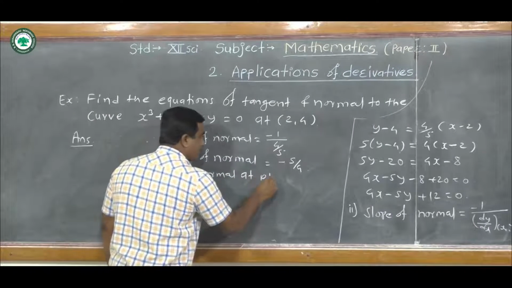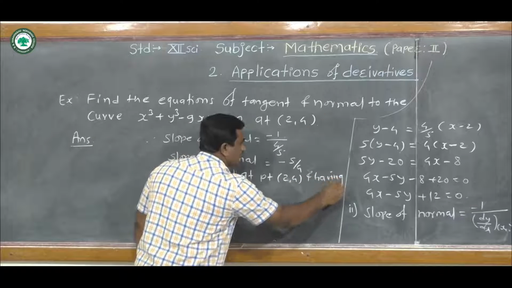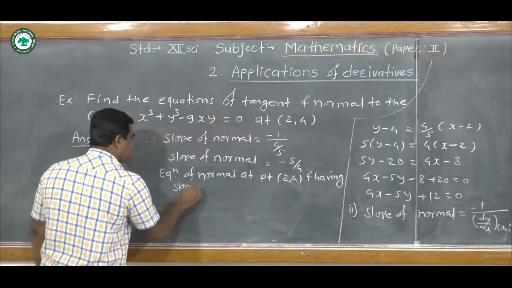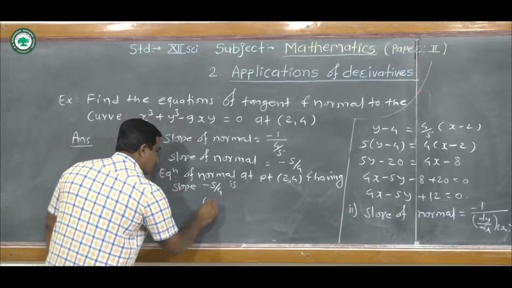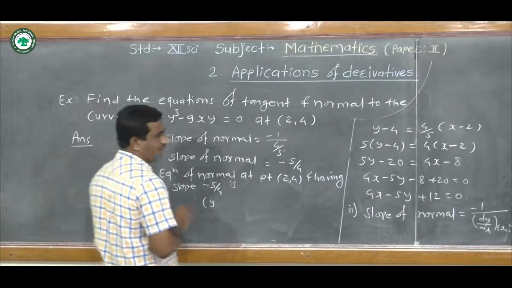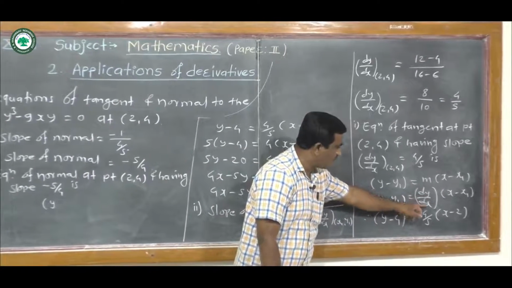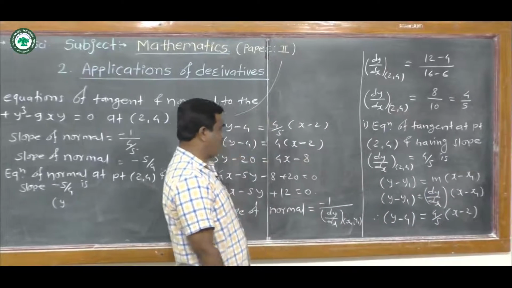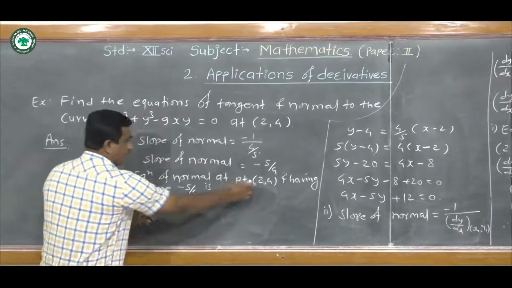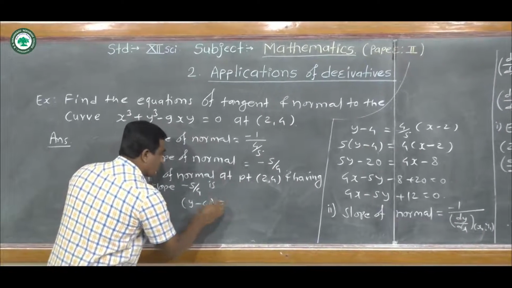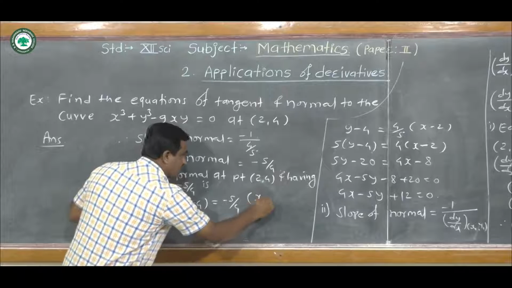Now the equation of the normal at point (2, 4) and having slope minus 5 by 4 is, by using the formula y minus y1 equal to minus 1 upon dy by dx into x minus x1. That is y minus y1 equal to m into x minus x1, where we put (x1, y1) equal to (2, 4). y minus 4, the slope of the normal is minus 5 by 4, into x minus 2.